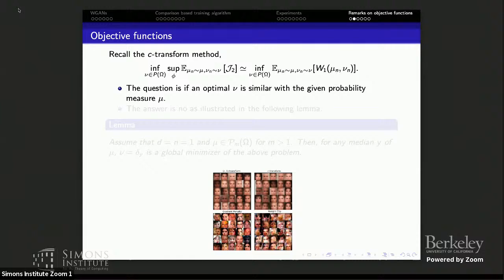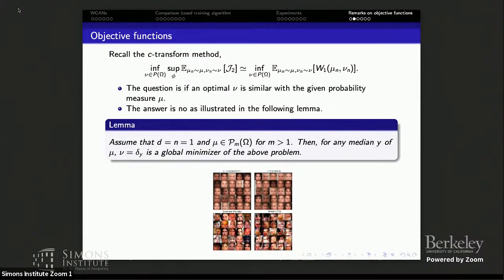And in fact, this problem calculates the empirical Wasserstein distance between two empirical measures. So in fact, one can check that the answer is no, as illustrated in the following lemma.